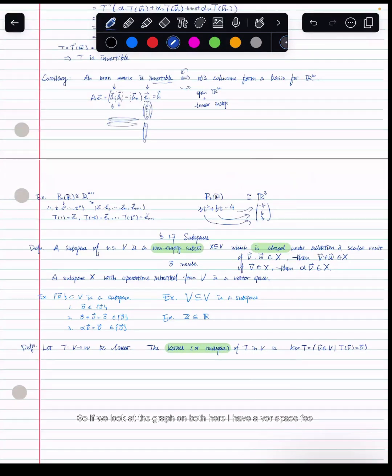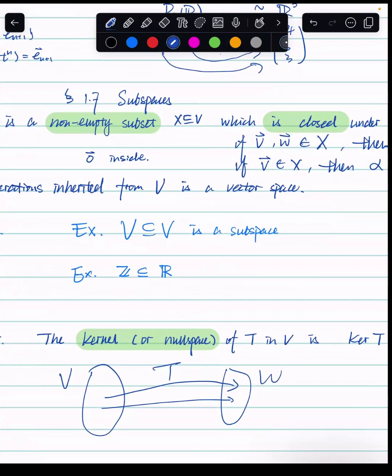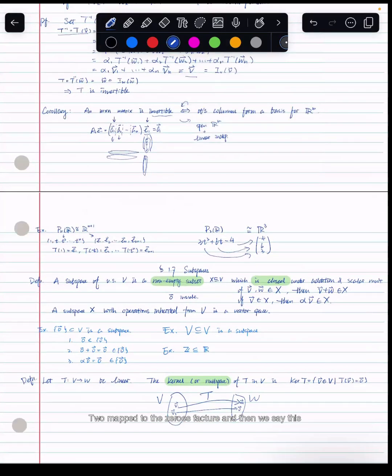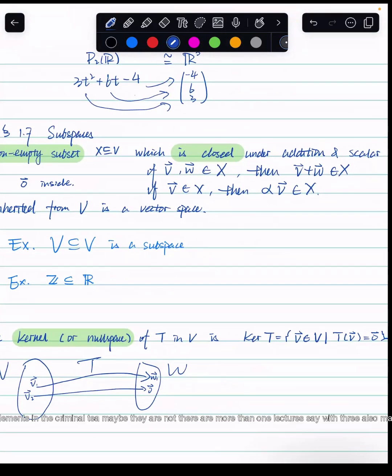So if we look at the graph, let's say I have a vector space V, I have a vector space W, and I have a transformation T that does the mapping. So there are a lot of mappings, and for example, this vector V1 is mapped to this W1, and we have some vector, say V2, mapped to the zero vector. And then we say this V2 is one of the elements in the kernel of T.